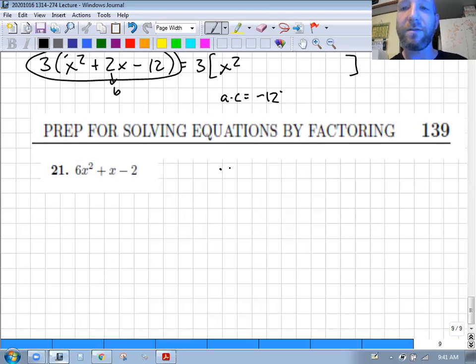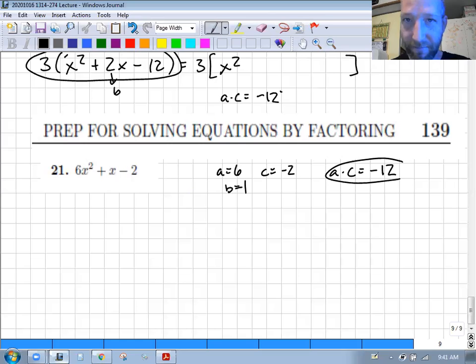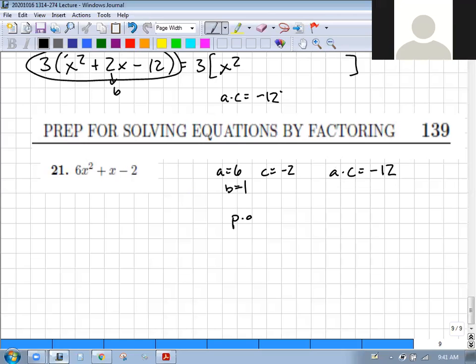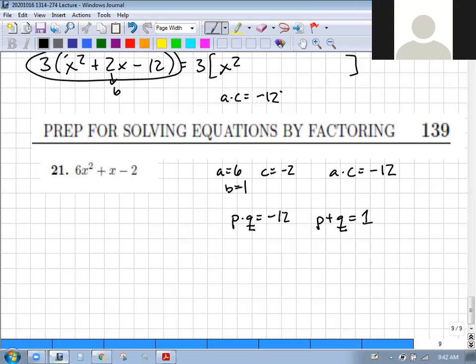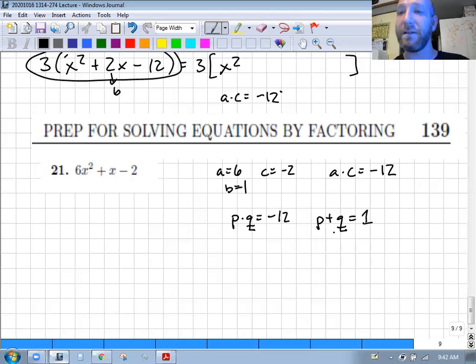So that's what we're going to do instead of trying to guess it. All right, let's use this other method. We got an a is 6, c is -2, a times c is -12. Our b is 1. We are looking for two numbers p and q that multiply to give us -12, but p plus q gives us a 1. 4 and negative 3, right? Yeah, so we're going to rewrite this to be a plus 4x minus 3x. Actually, we're going to write it the other way: minus 3x and a plus 4x.